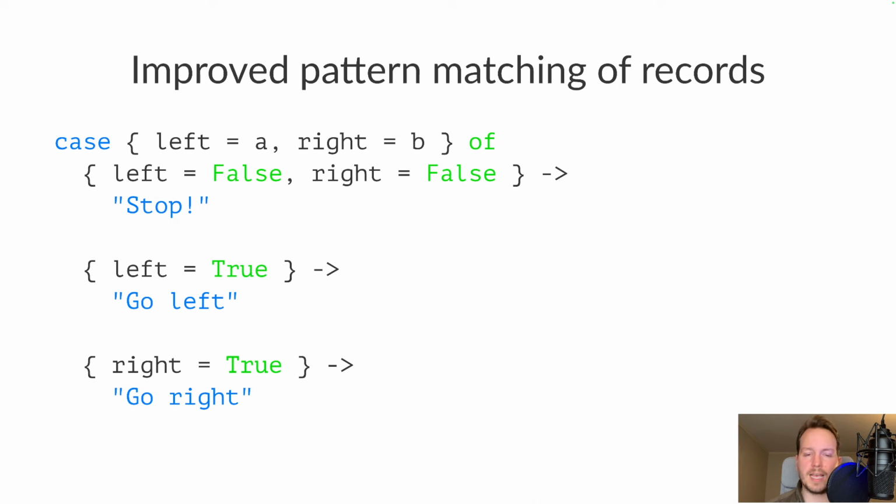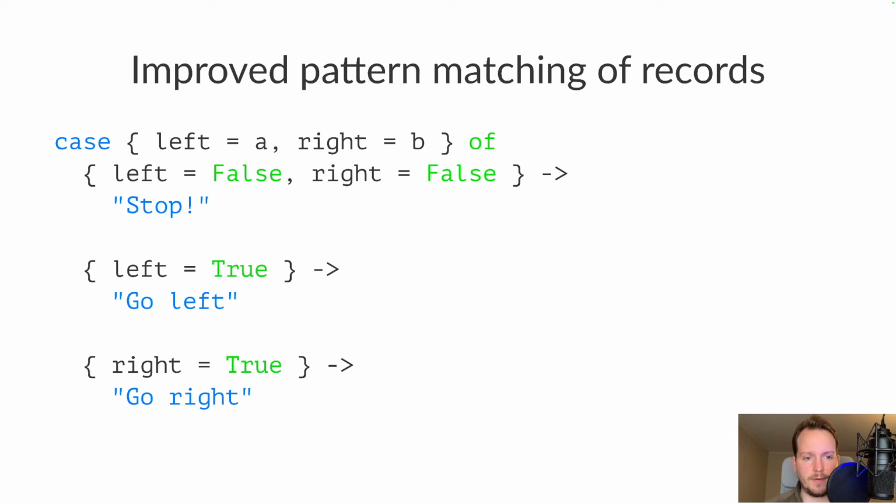In Gren, you don't have tuples, so you have to use records for the same thing. So here we create a record where left equals A and right equals B, and then we pattern match on that record, essentially saying that if both left and right are false, then return the string stop. If only left is true, go left, and if only right is true, go right. And this works the way you expect. This performs exhaustiveness checking and the like. So this is exactly equal to using a tuple. In fact, the exact same code is being generated here. It's a little bit more verbose, but in general, you don't really lose any functionality.